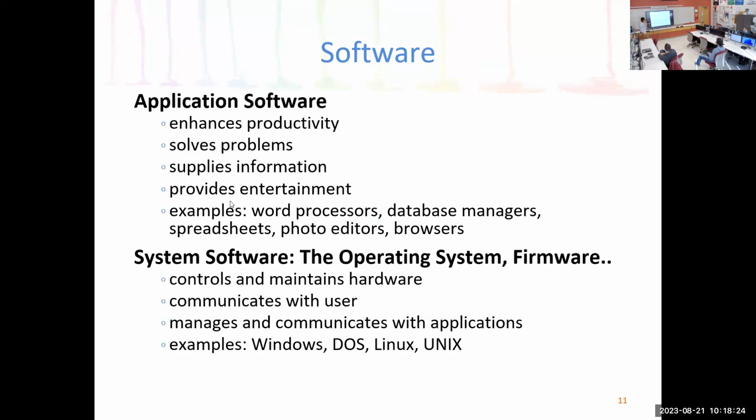And the second one is system software, which we sometimes think of as the operating system or firmware. It is about controlling and maintaining the hardware. Think about Windows: you need Windows in order to control and maintain the hardware, support the interface with the end user, and interface with the application software. Communicating with the user and managing and communicating with applications are functions of the operating system. You can think of Windows, Linux, Unix, and DOS. They are system software. They are operating systems.